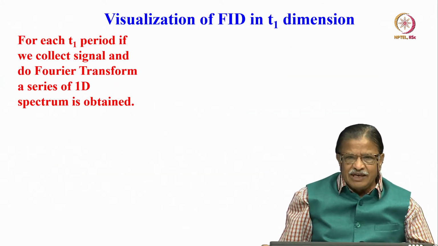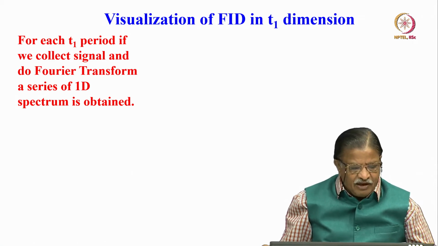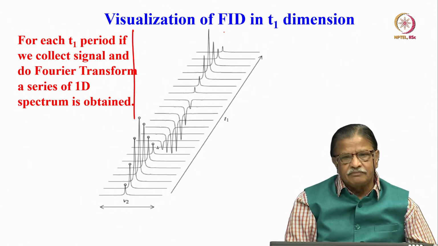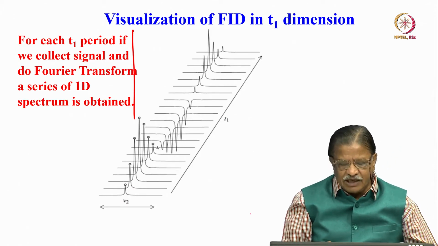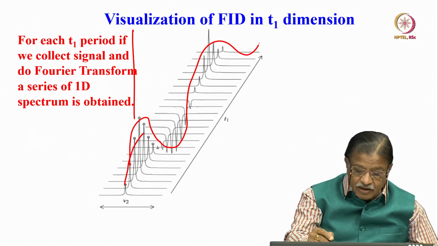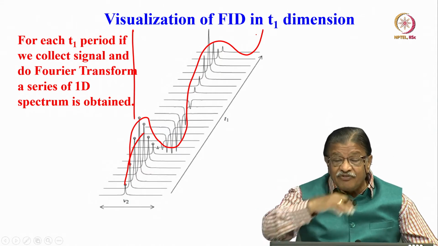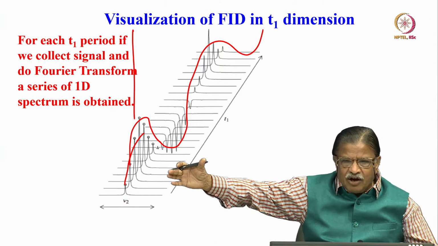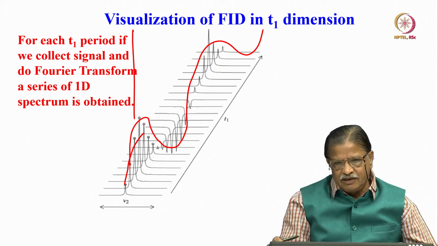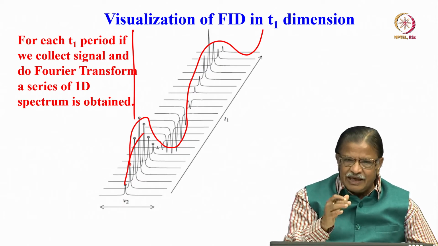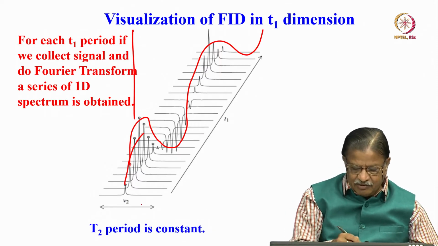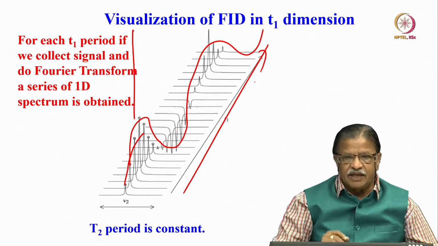Okay. So now if you visualize the FID in the T1 dimension, it will look like that. For each T1 period, if you collect the signal and do the Fourier transformation, you get a series of spectra like this. That is what we saw in the previous slide. Now take the top point of each of them, and it goes like this. Is it not an oscillatory function? It is like a free induction decay. And as T1 becomes enormously large, there will be a decay in the signal. So there will be exponential decay here also. It behaves like a FID, with exponential decay. Okay. So here the T2 period is constant, but only T1 is incremented, in this direction.